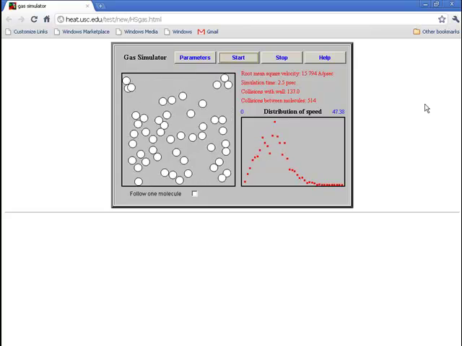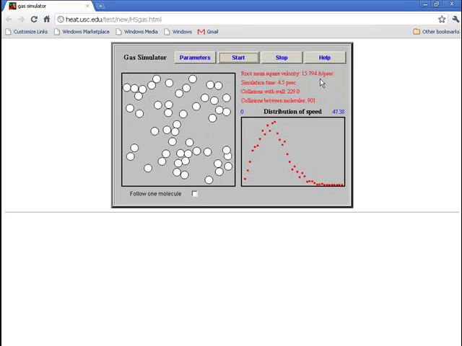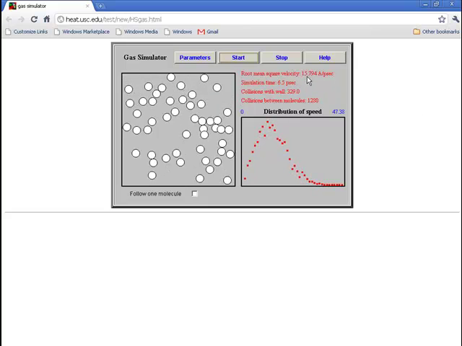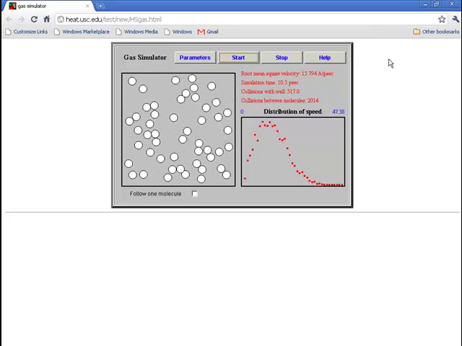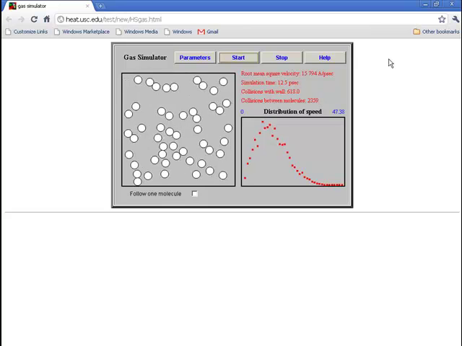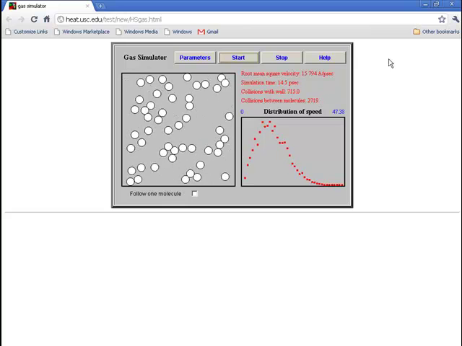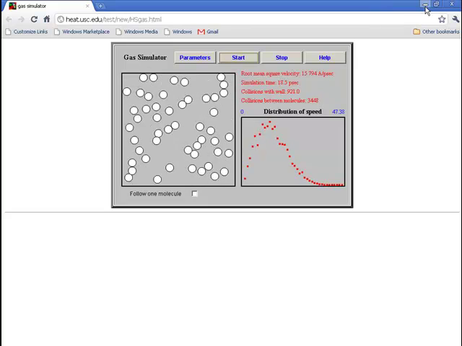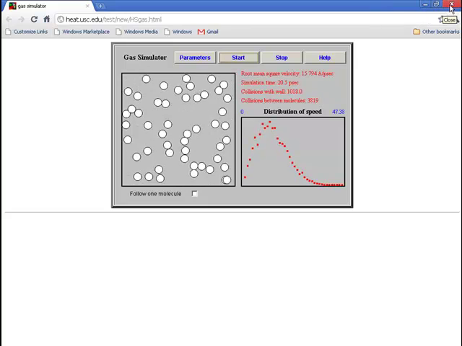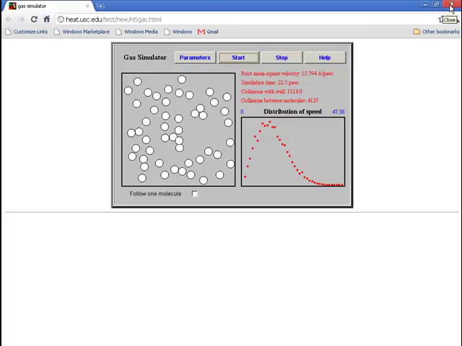So there's 50 heliums. You'll see their root mean square velocity is much higher. So what's the advantage of the root mean square velocity? It tells us the speed of individual molecules. It also depends on their mass and the temperature.